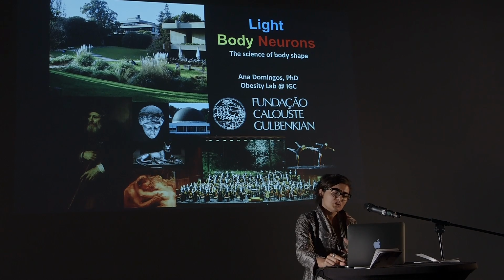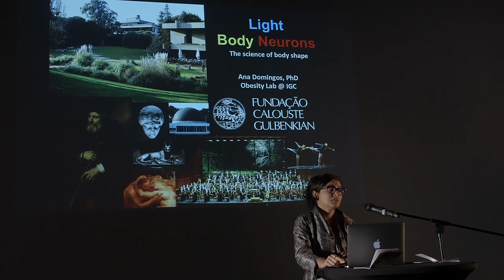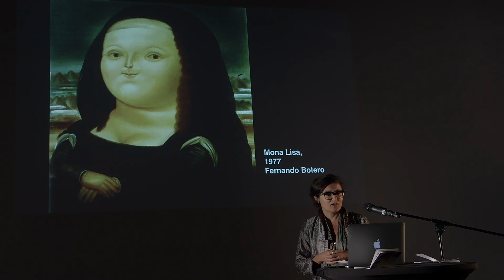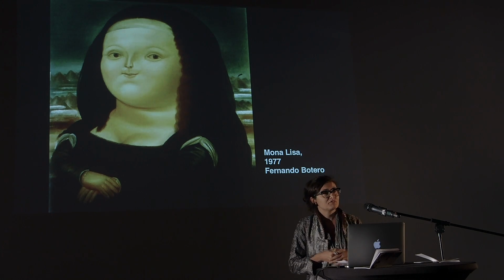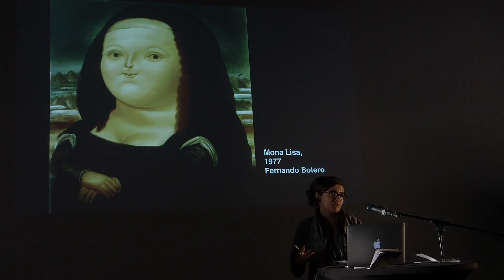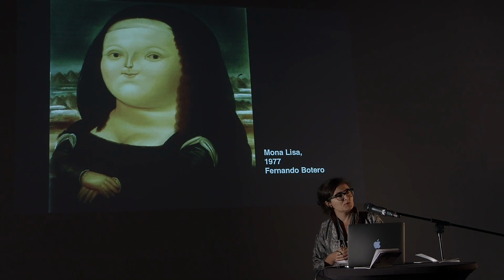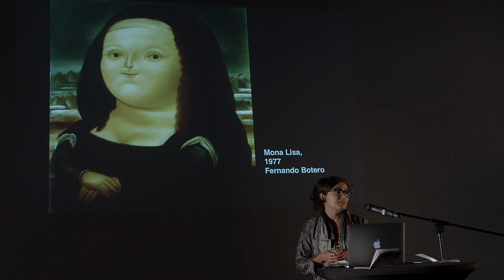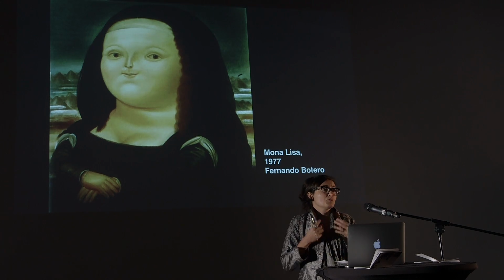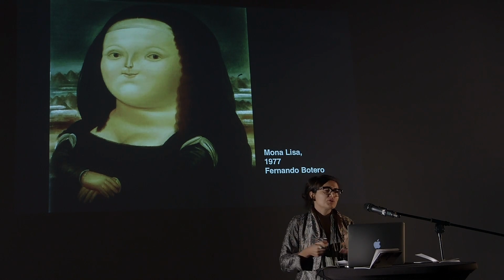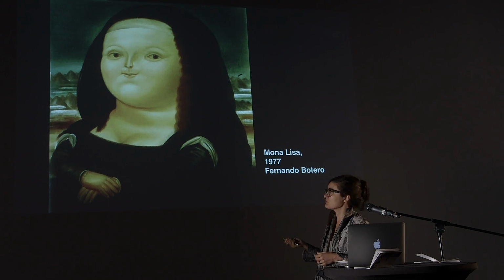And particularly body shape, when you think about body shape, at least in modern culture, you think about obesity. And obesity has been noted by a variety of artists across the centuries. So here we have a very recent example of Botero's Mona Lisa, in which the word obesity pops into your mind. This is not something that is typical to the modern era, so this is 1977.